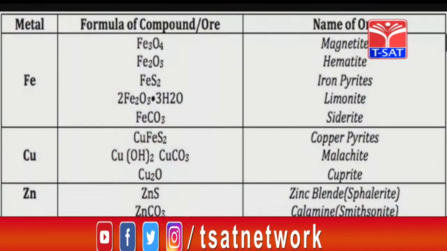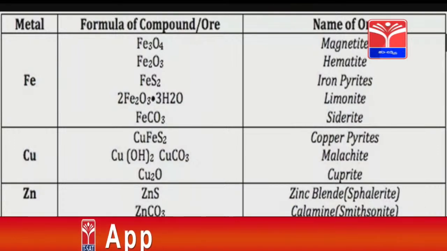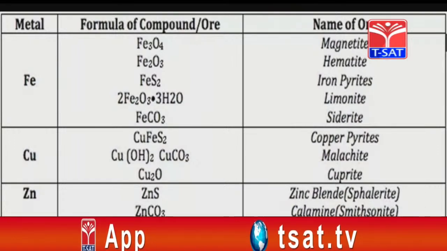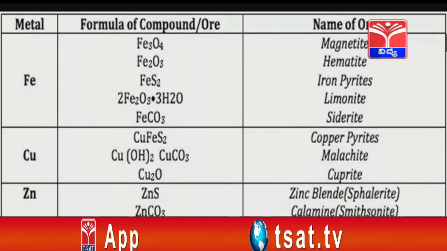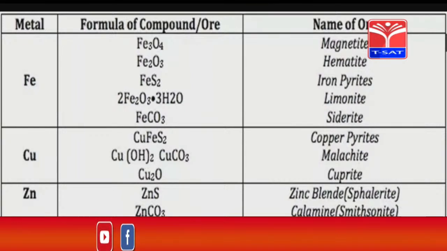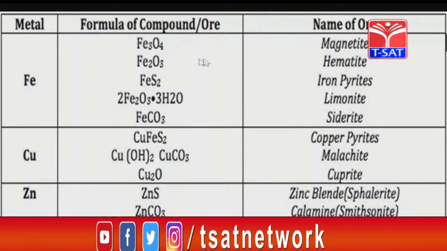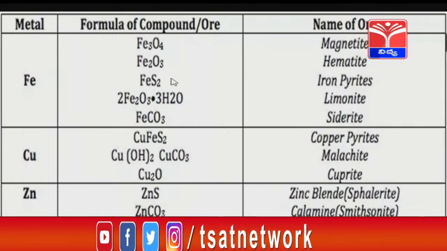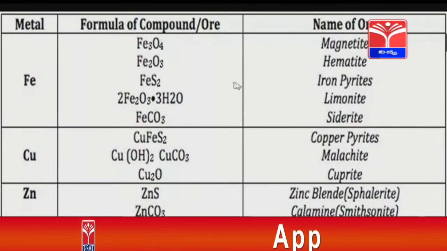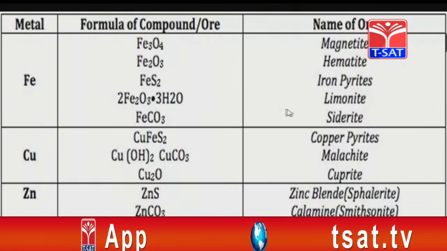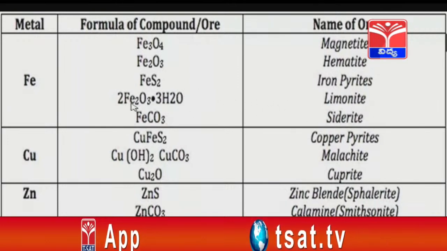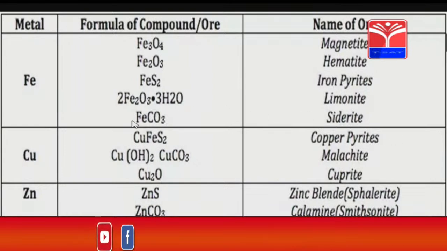Look at the chemical formula of the ores. Iron, if you take iron as a metal which has to be extracted, what are the different ores which are obtained in nature? Magnetite, hematite, iron pyrite, limonite and siderite. So, what is the formula of magnetite? Fe3O4. What is the formula of hematite? Fe2O3. Formula of iron pyrite? FeS2. Formula of limonite? Fe2O3, 3H2O. Formula of siderite, iron carbonate.